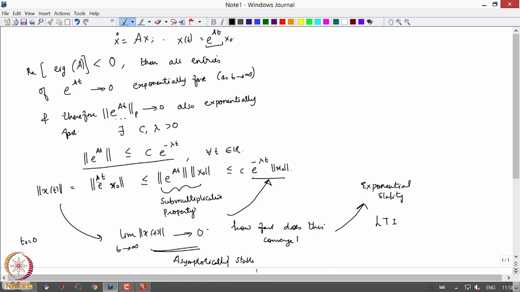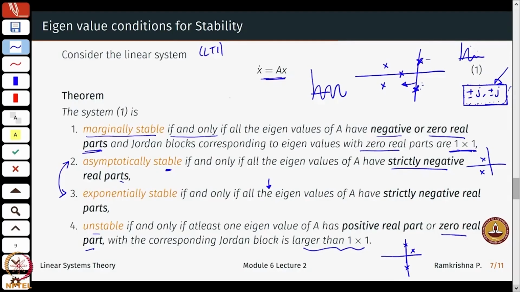So, what we showed here is the following: asymptotic stability would mean that all eigenvalues of A have strictly negative real parts. Not only that, whenever A has eigenvalues which are strictly negative in their real part, this also means that they are naturally exponentially stable. So, that is the little proof of the equivalence between asymptotic stability and exponential stability for LTI systems.